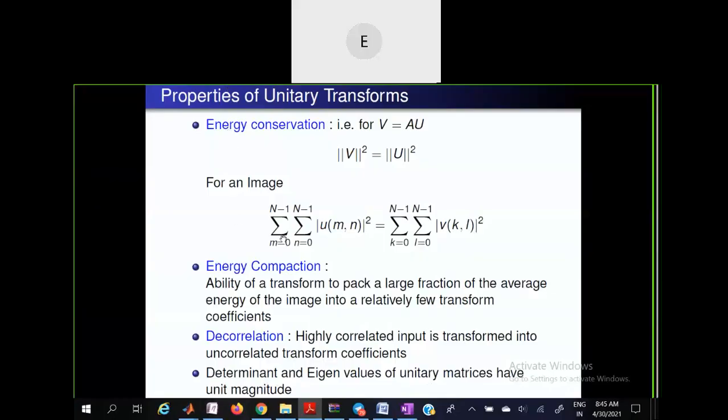So these are 4 important properties of unitary transforms. One is energy conservation, that means energy gets conserved when you go from one domain to the other domain. Energy compaction, that means the ability to pack a large amount of energy using few coefficients. The transforms are going to do decorrelation, and the determinant and eigenvalues of a unitary matrix will have unit magnitude. So these 4 properties are very important, which will help us in several things. One good example is compression.